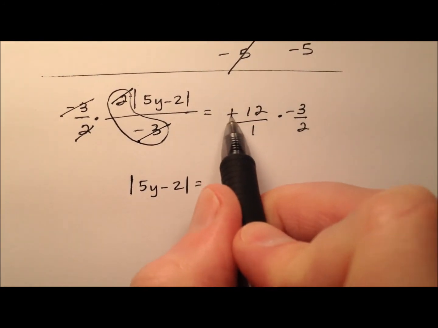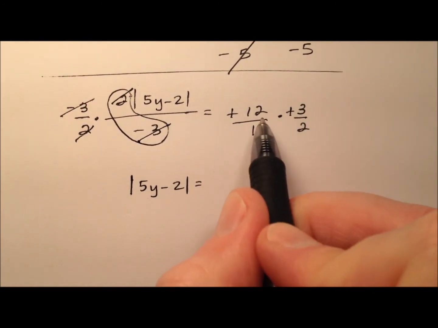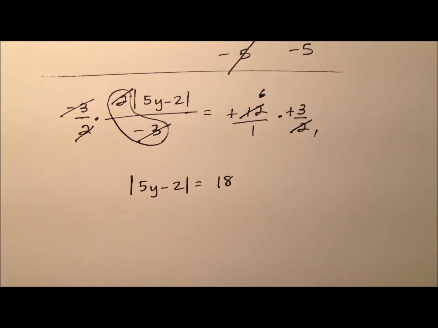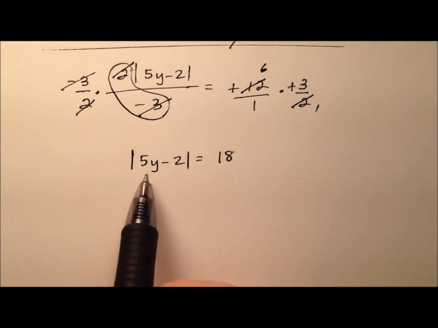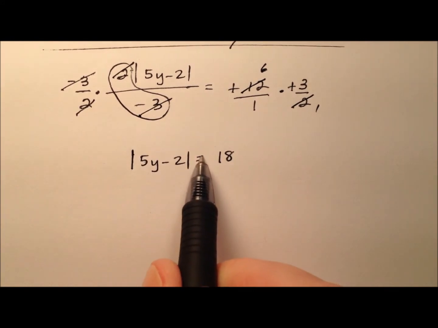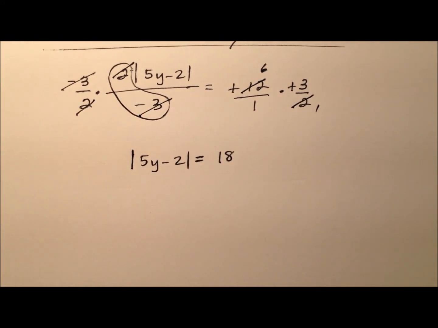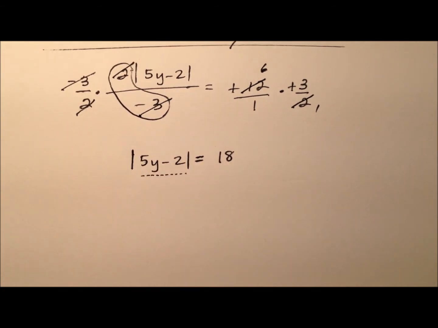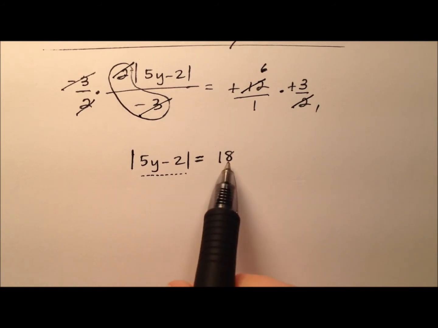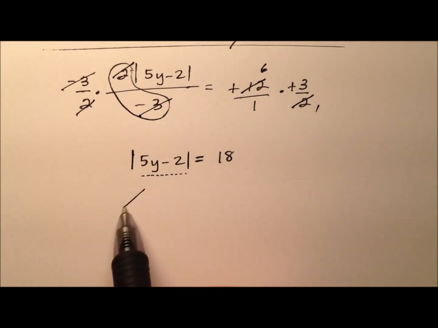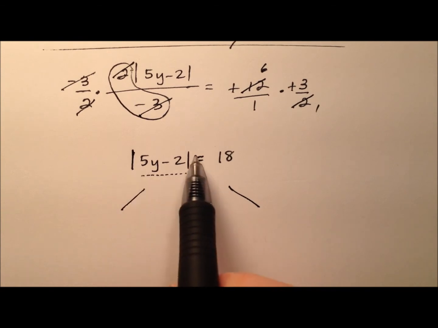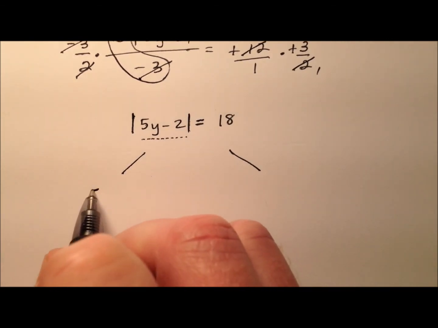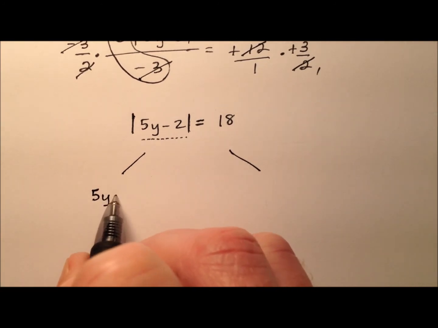On the right side, my negatives will cancel, and I'll end up with, let's see, 6 and 1, so I'll end up with 18, it looks like. So the absolute value of 5y minus 2 equals positive 18, which means, of course, this absolute value in here, this 5y minus 2, could equal 18, or it could equal negative 18. Because when I take that absolute value, it always becomes non-negative. So I'm going to check both values.